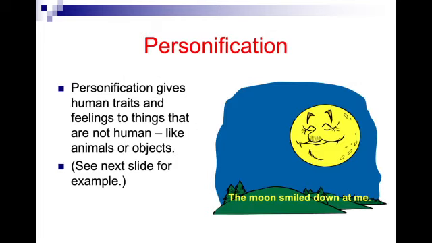We also have personification. Personification gives human traits and feelings to things that are not human, like animals or objects, such as the moon smiled down at me. The moon is not a person, it cannot smile, but we do see when we look at the moon, there might be clouds or other gaseous areas that might create a sort of face. And so a lot of times when people look at the moon, they will personify it, saying that there is a face looking down. For our last slide, let's go take a look at a poem.